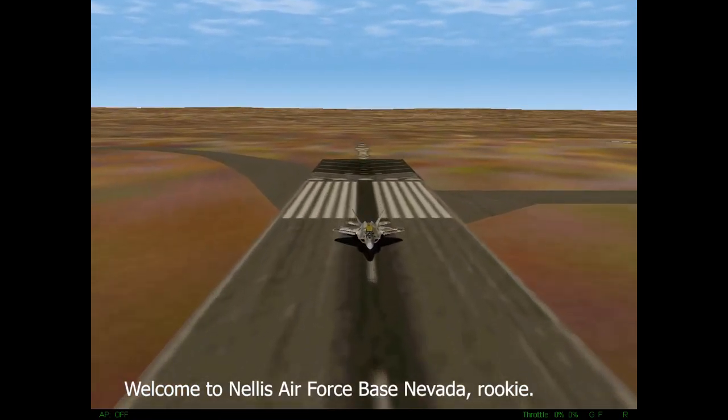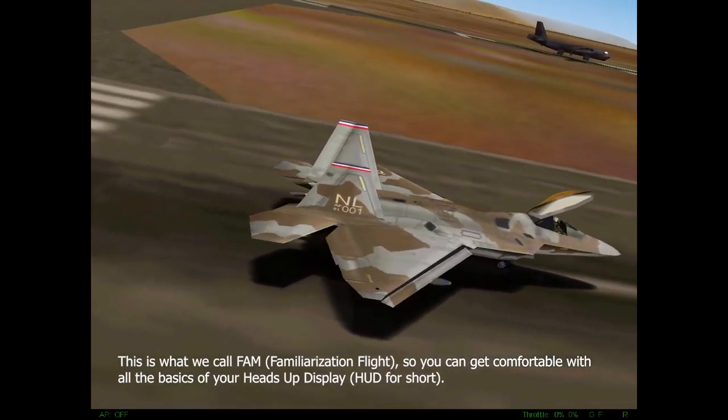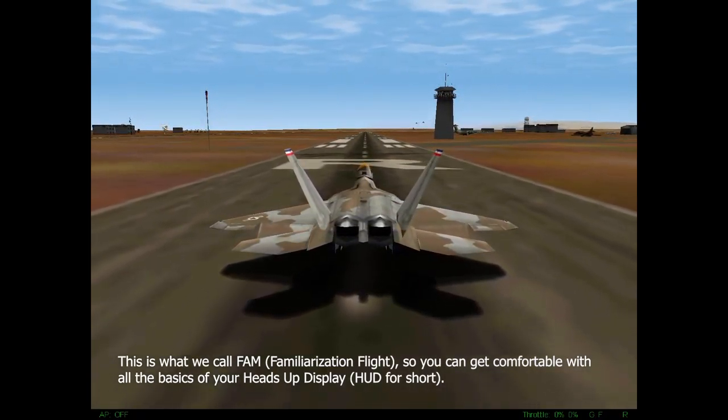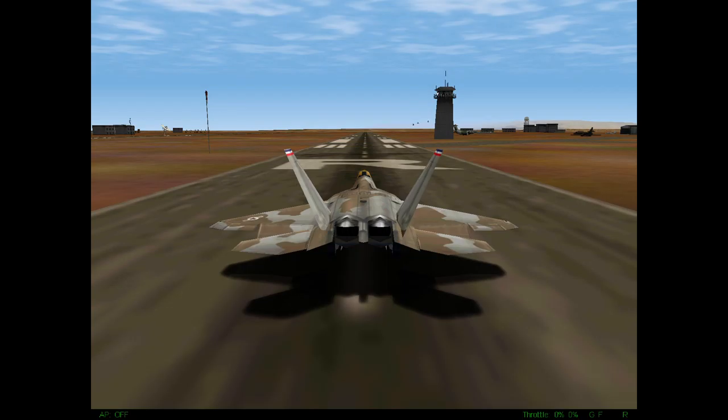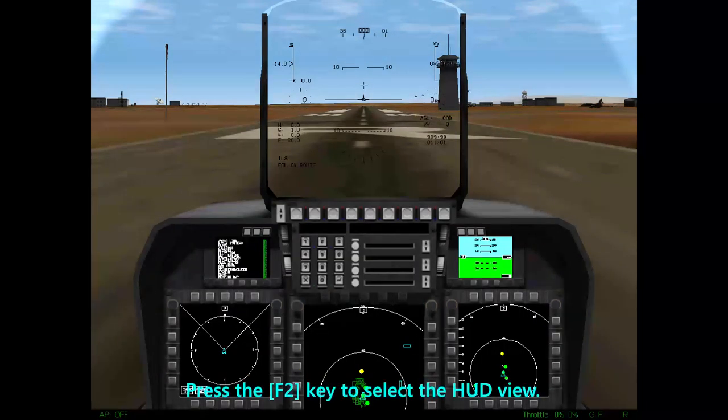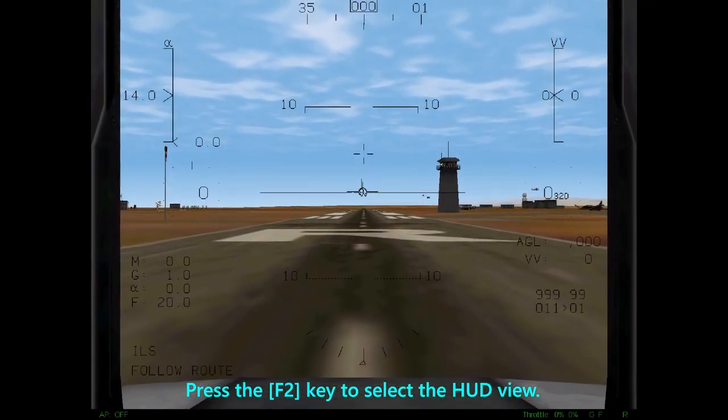Welcome to Nellis Air Force Base, Nevada, rookie. This is what we call a FAM, or familiarization flight, so you can get comfortable with all the basics of your heads-up display, or HUD for short. Your takeoff speed is going to be around 140 knots. Press the F2 key to select the HUD view.